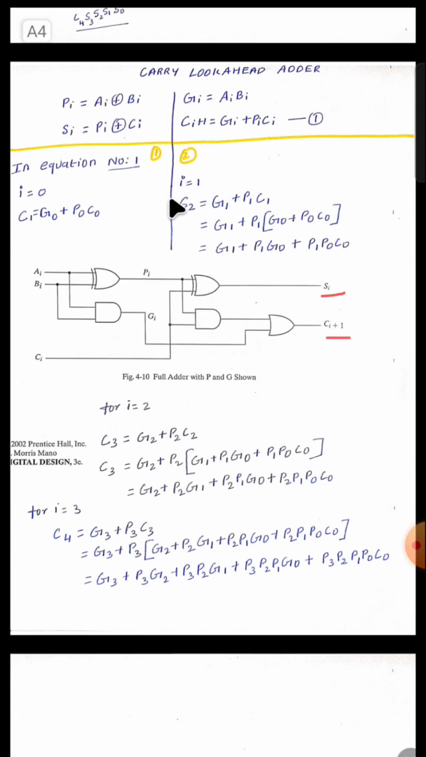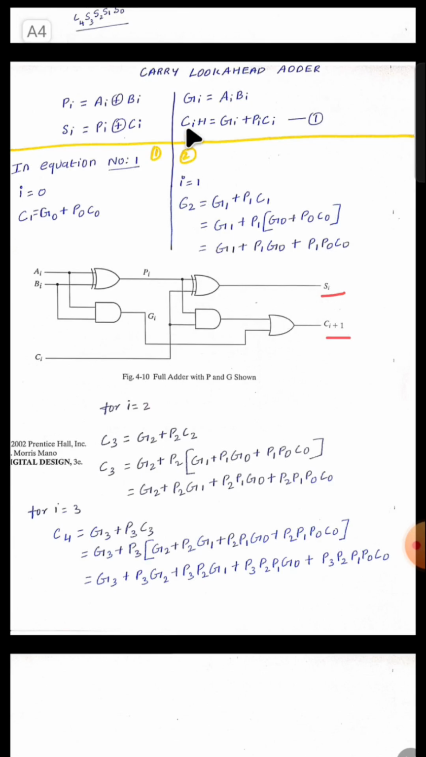Then what is GI? GI is equal to AI into BI. Clear? Right. Then what is SI? SI is equal to PI XOR with CI. Look at this, SI is this. So it is PI, and what is the other input? CI. So this is your SI.